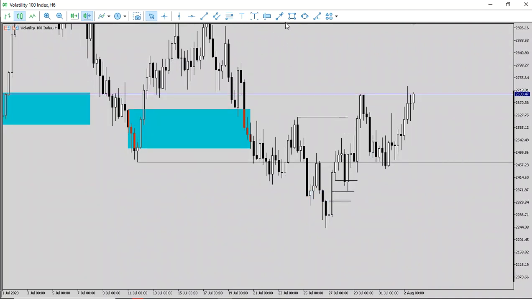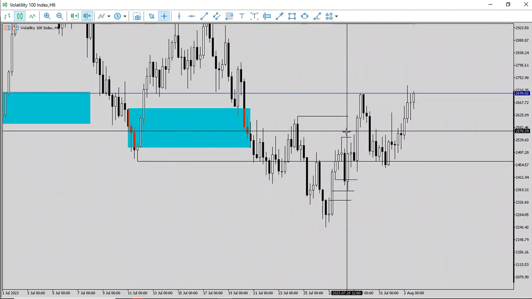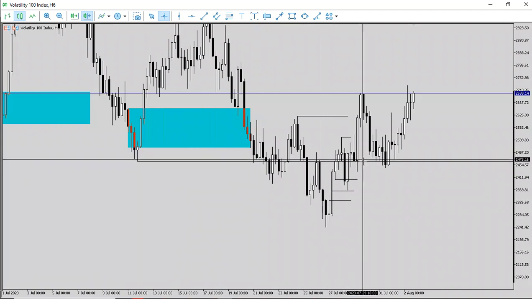And before that, we do have a break of structure right here. A change of character before the break of structure. So a two structural break will confirm a change of trend, right? And now we're having this significant support resistance.